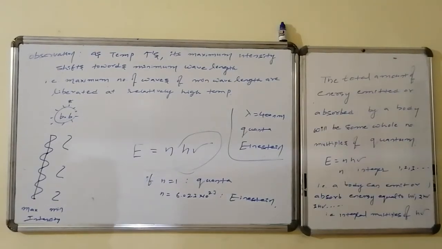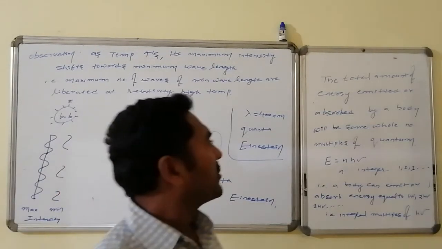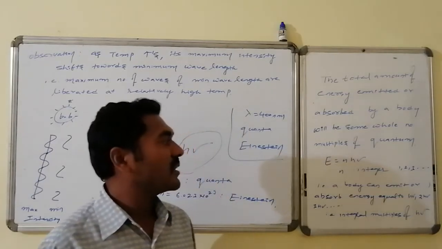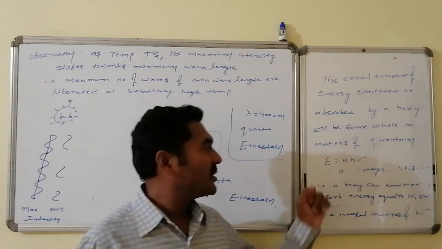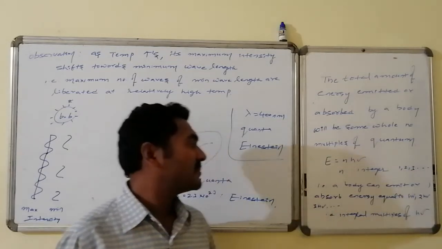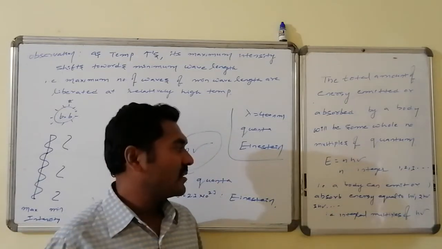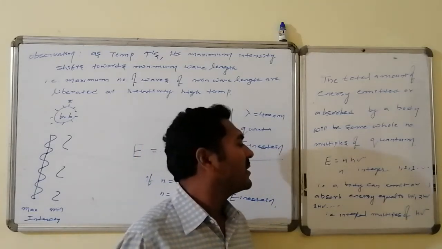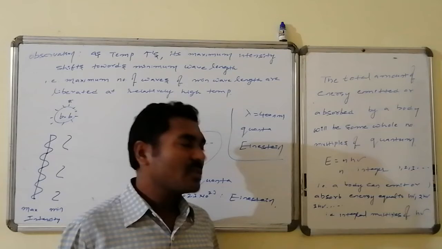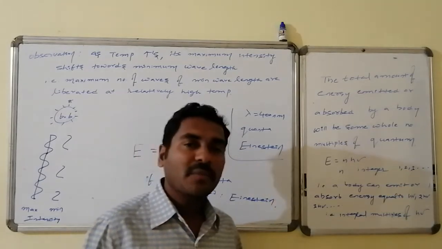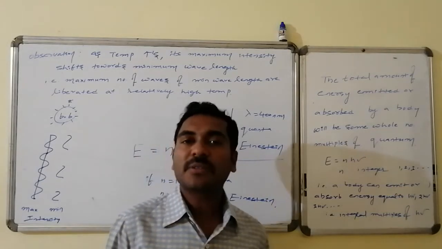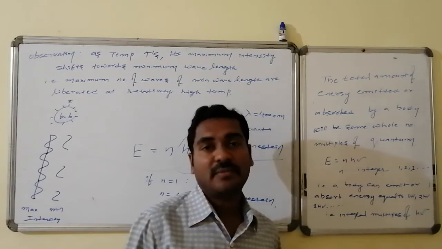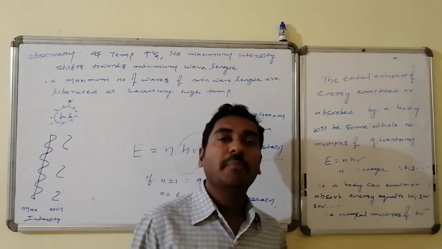That is, the total amount of energy emitted or absorbed by a body will be some whole number multiple of quantum, that is E is equal to n into h into nu. N is an integer, that is 1, 2, 3, 4, etc. That is, a body either can emit or absorb the radiation in integral multiples of h nu, but not the submultiples of h nu. This is said to be the quantization of electromagnetic radiation proposed by Max Planck from the black body radiation.